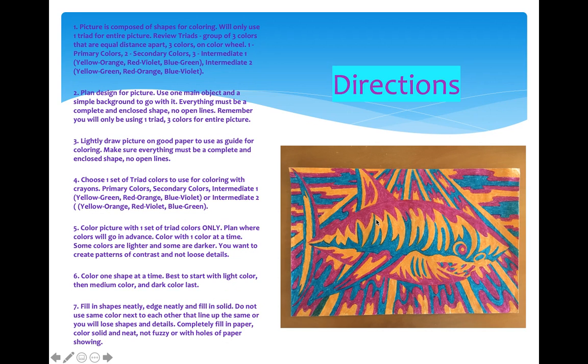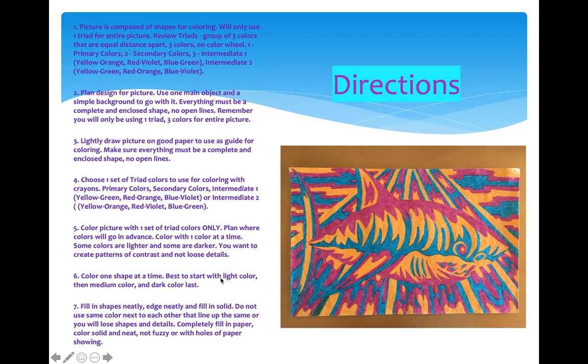What you don't want to do is, let's say if I did my fin here, if I did this red-violet and then did this red-violet, the shape would be gone. It'd be one big huge triangle, and we couldn't see all the beautiful designs anymore. So we want to watch out for that. Color one shape at a time, and you want to color neatly. There's no blending or anything. You're just coloring solid. So you want to color neatly.